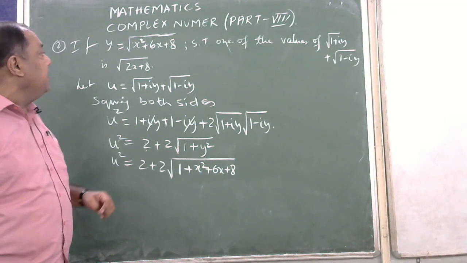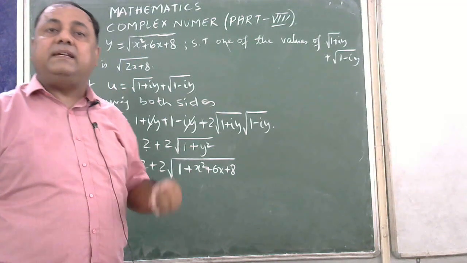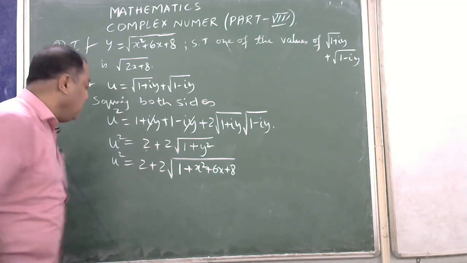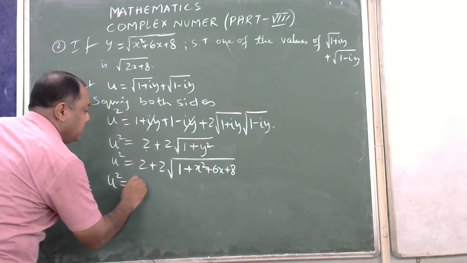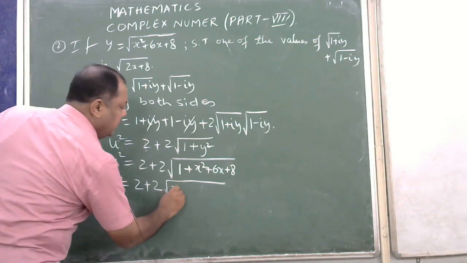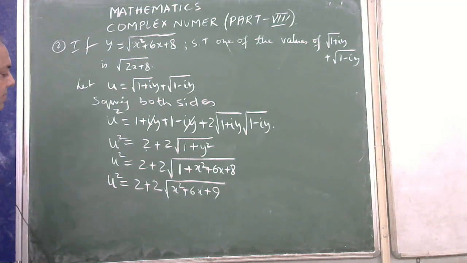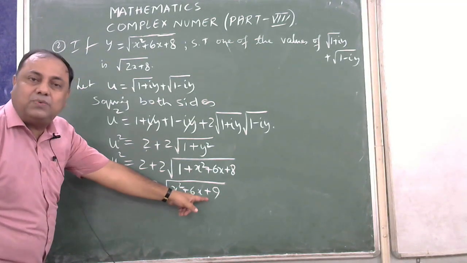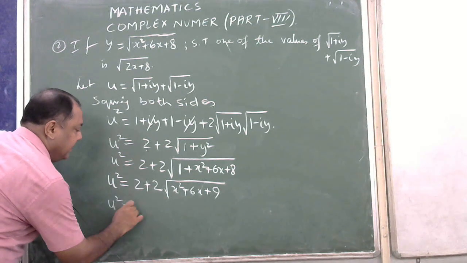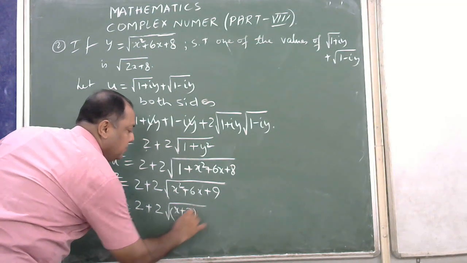I repeat this once again. I am substituting y square. What is y square? Y square is x square plus 6x plus 8. I replace it here. So therefore, my u square is equal to 2 plus 2 root over 1 plus x square plus 6x plus 8, and this is nothing but x square plus 6x plus 9, which is nothing but x plus 3 whole square. Therefore, u square is equal to 2 plus 2 root over x plus 3 whole square.